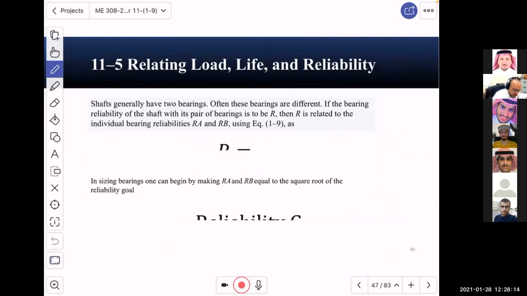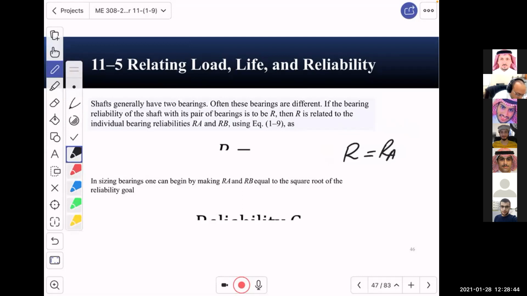But what did we say? We said that the reliability of the two bearings located at positions A and B is the multiplication of both under the square root. No, this is not what we said. We said that the reliability of the two bearings for the shaft is the multiplication of R_B and R_A. That's what we said. And then let me just double check something over here.